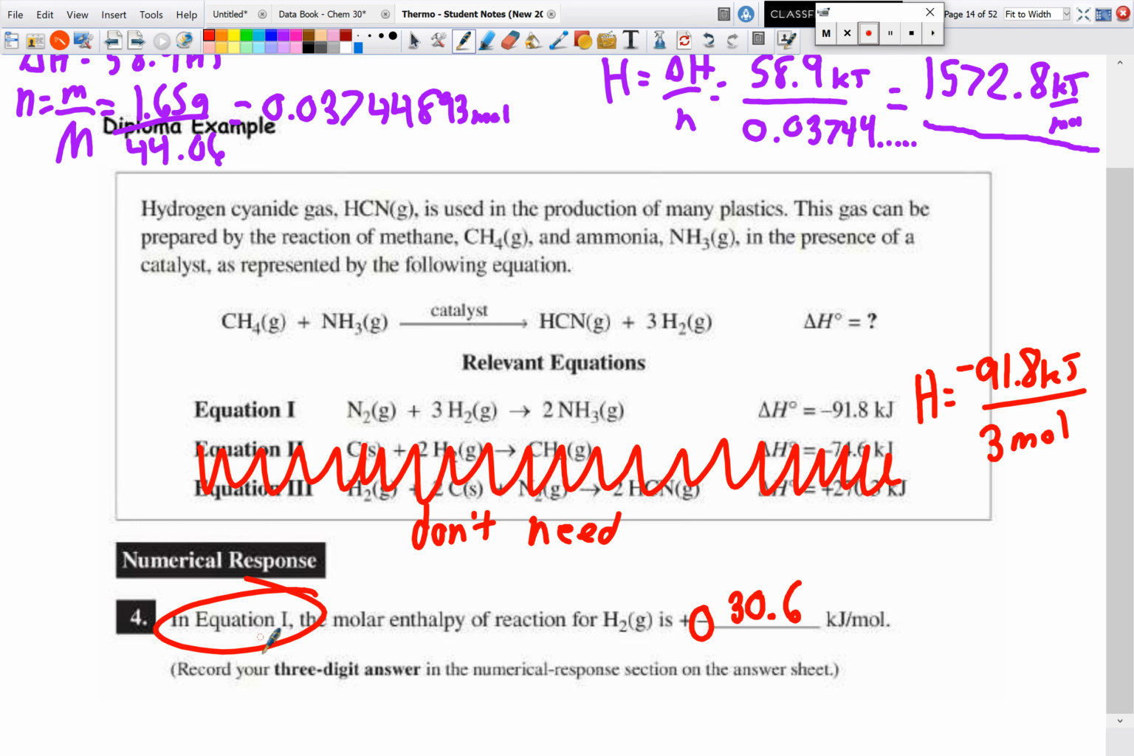So first of all, it says equation 1. So notice how I just completely scratched out equation 2 and 3 because I don't need them. It's only asking for equation 1. It's asking for the molar enthalpy of hydrogen. So I know this is a change in enthalpy. I know the number of moles of hydrogen was 3. So I take that enthalpy, divide by 3, and I get my answer right here. All right. So that is calculating enthalpy change.